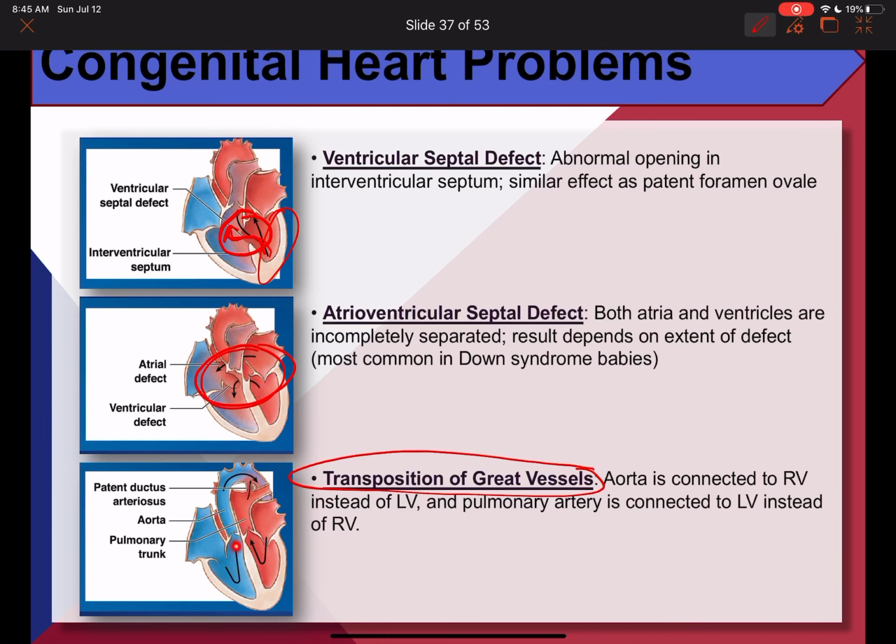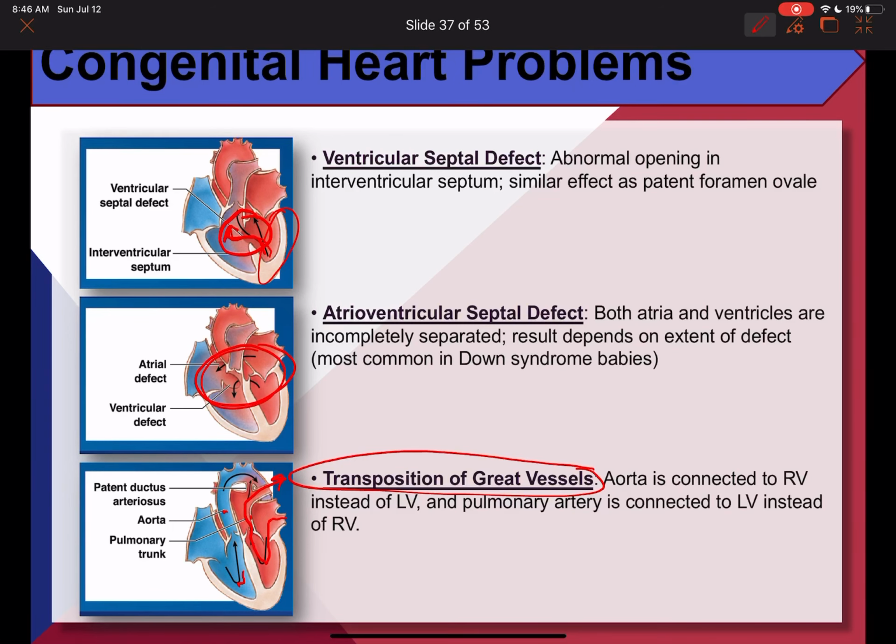Transposition of the great vessels is a pretty scary thing, where the aorta, right here, is connected to the right ventricle instead of the left ventricle. The pulmonary trunk is now connected to the left ventricle instead of the right ventricle. Okay, so the pulmonary artery is right there. So instead of going from the right ventricle to the pulmonary trunk, now it goes to the aorta. And then the systemic circuit comes into the left atrium, left ventricle, and it goes into the pulmonary trunk and goes back into the pulmonary circuit. So you can see why this can be a big problem, where the two great vessels, your aorta and your pulmonary trunk, are reversed in what they're connected to.